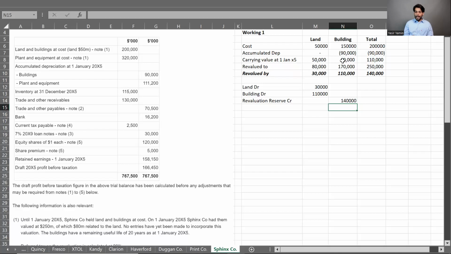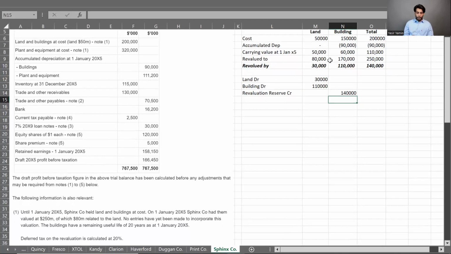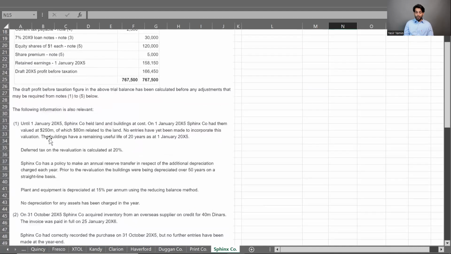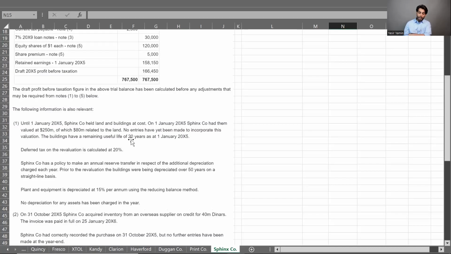Now your buildings and land have been revalued to a certain amount. But your examiner, if I remember correctly, also said that the buildings have a remaining useful life of 20 years at 1st January 20x5. Now, I ask each and every one of you a particular question. Why has your examiner given you a remaining useful life here? To calculate depreciation. Excellent. Your examiner wants you to calculate depreciation.